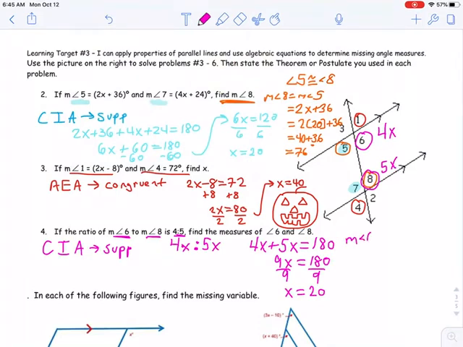So the measure of angle 6 is going to be 4x. That's a weird looking 4, just deal with it. 4 times 20, or 80. That says 80, not 86. And then the measure of angle 8 is 5x. 5 times 20, or 100. That's it. That's the punchline. Cool, neat, wow.